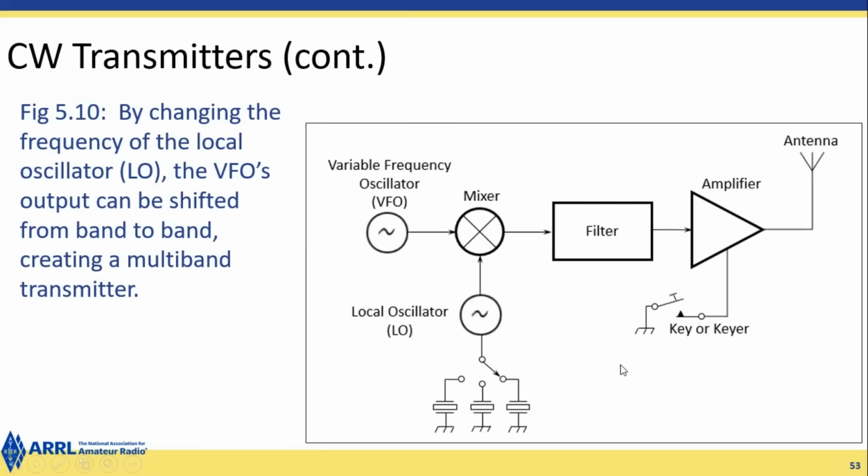By changing the frequency of the local oscillator, the VFO can now be shifted from band to band, creating a multi-band transmitter. So now, if I can change the frequency of the oscillator, in this case through some crystals or a variable frequency oscillator, I've got something I can operate on different bands.